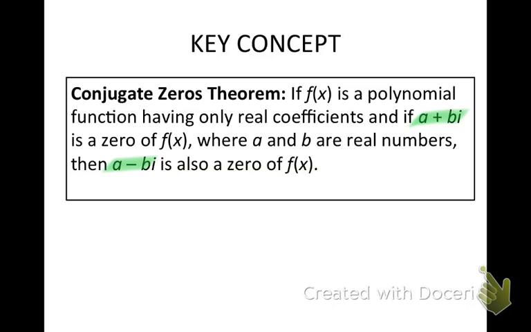So if you have anything that has an i in it, you need to wrap your brain around what is the conjugate of that, and that would also be one of your zeros. So if you're given one complex 0, pretty much you have 2 complex zeros right off the bat. Okay?